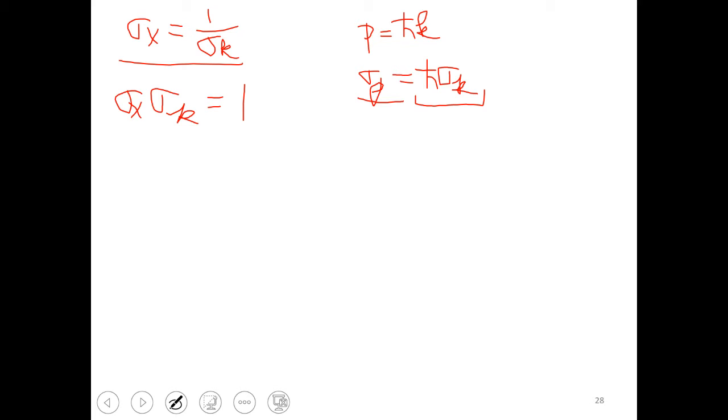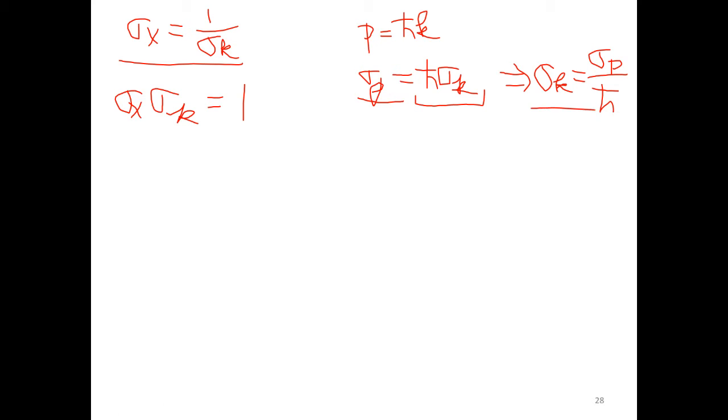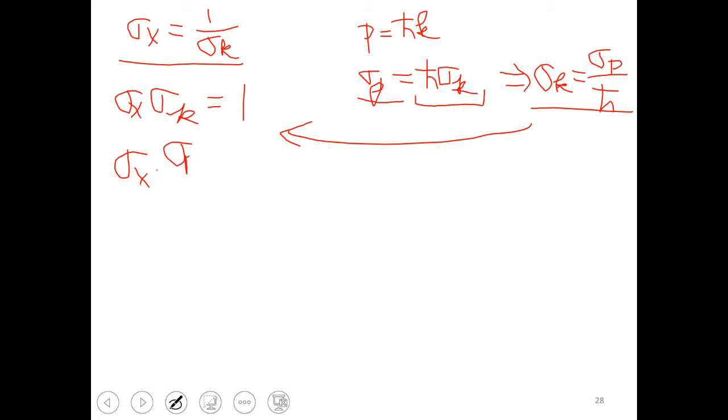So, or you can write it as sigma k equals sigma p over h bar. So we substitute this one into here. We'll have sigma x, sigma p over h bar equals 1. So finally, sigma x sigma p is actually h bar. So this is what Heisenberg has proved for the Heisenberg uncertainty principle.